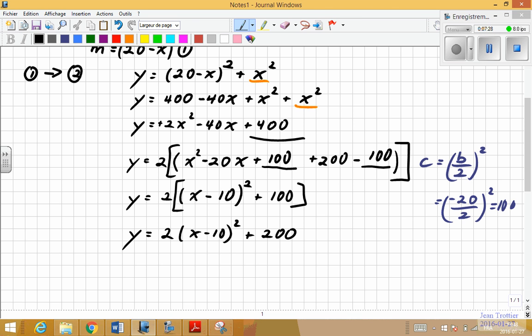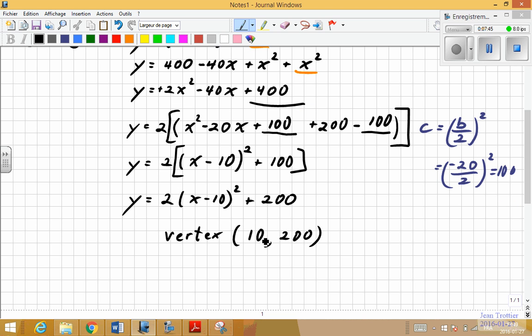So what we have here is the vertex is (10, 200). So that means this is a minimum, and the value of x equals 10.